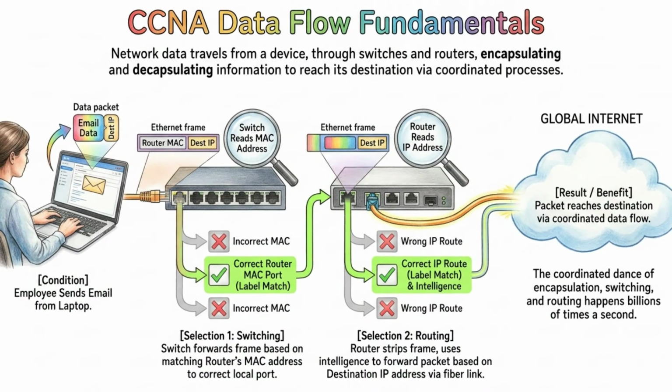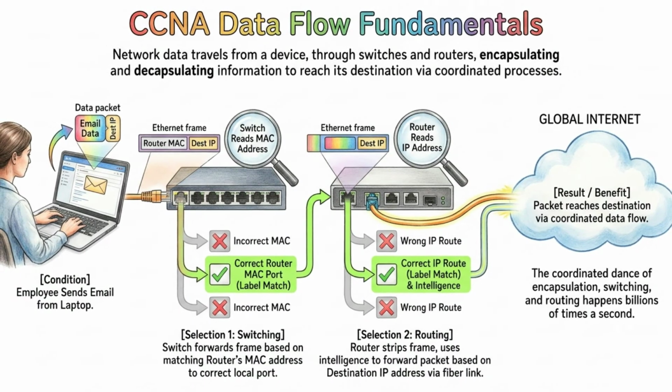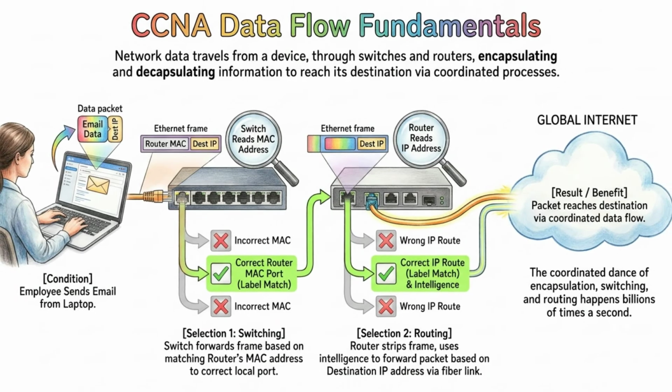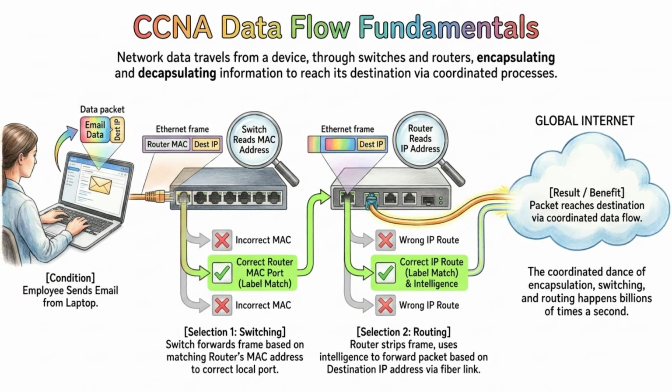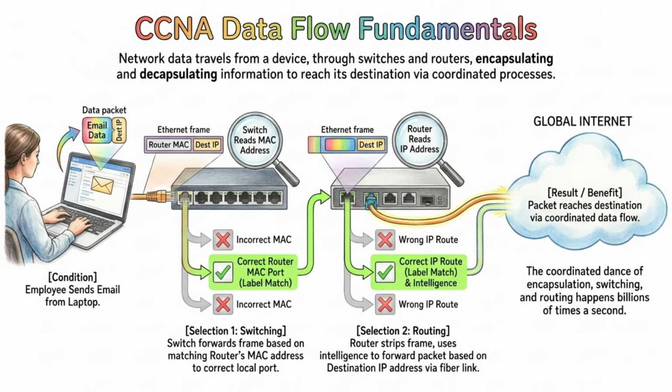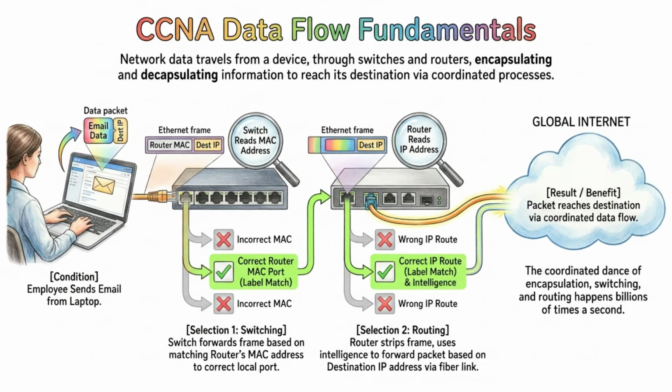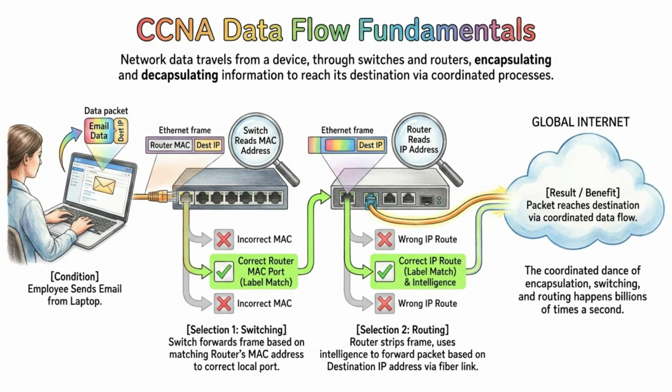To summarize how all these fundamentals work together, imagine an employee sending an email from their laptop. The laptop creates the data, packages it with a destination IP address, wraps it in an Ethernet frame with the local router's MAC address, and sends it as electrical signals down a copper cable.